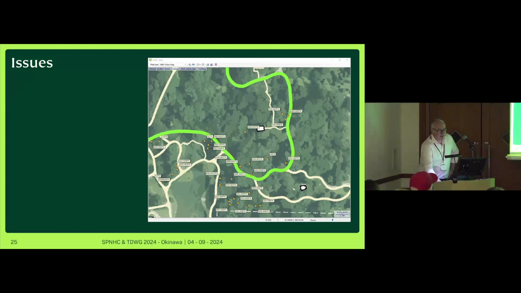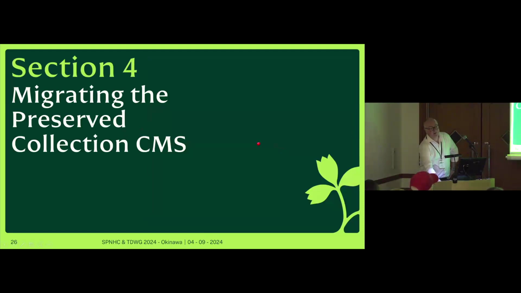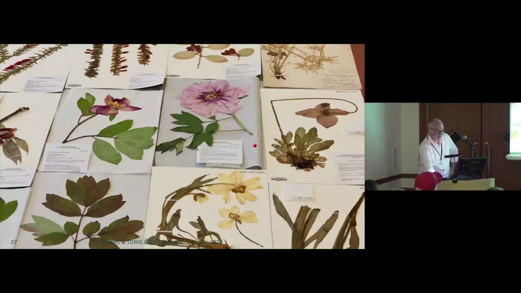Right now, I'm sorry, migrating the preserved collections. This decision was a bit harder because we hadn't got a decision matrix in place. And so we had a decision matrix, but we didn't have a migration pathway. So we ended up trying to migrate and then rolling back and trying again and rolling back again.